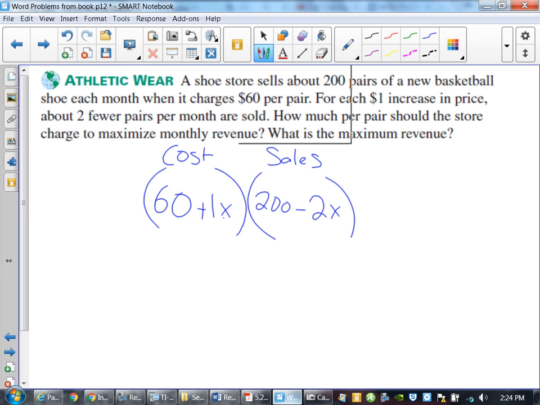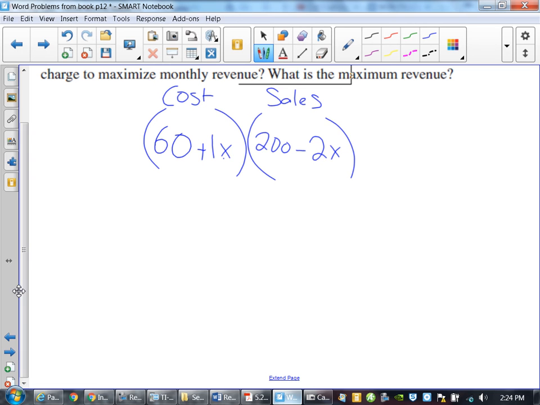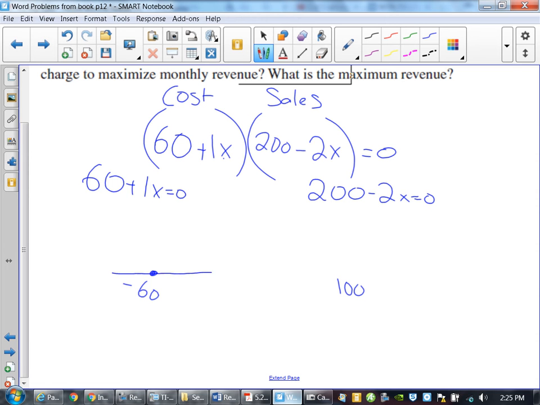What we can do here is find zeros right away. Because by finding zeros, I can get a midpoint, which tells me the value of x, the multiplier, that will give me a maximum sales figure. That multiplier is what we're looking for. So if I set both of these terms equal to 0, so we have 60 plus 1x is 0, and 200 minus 2x is 0, I get zeros at negative 60, and another one here at 100. Everybody okay with that? I set it equal to 0 and solve for x. That's all.